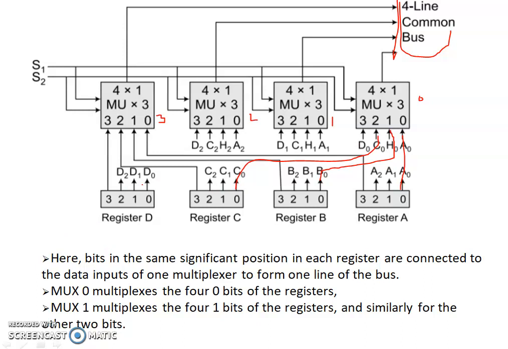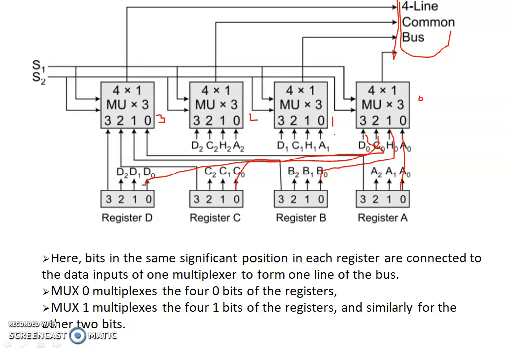From register D also, the 0 bit will be connected to the register multiplexer 0. So what does that mean? The multiplexer 0 combines the 0 bits of all the registers. Okay, from the ABCD registers, the 0 bits will be combined together into multiplexer 0.